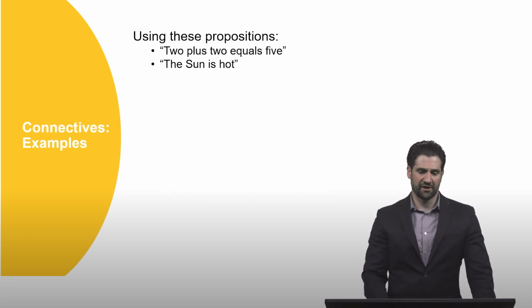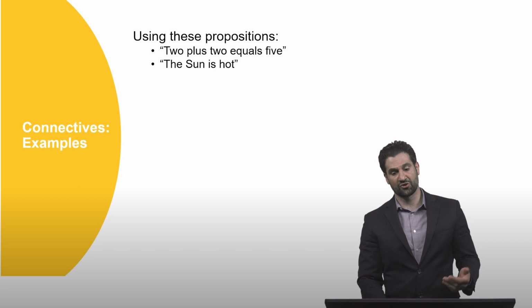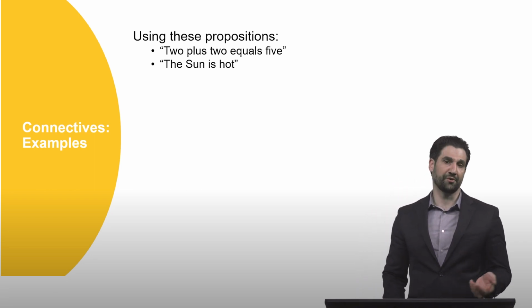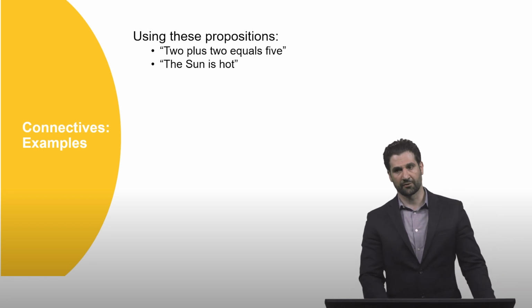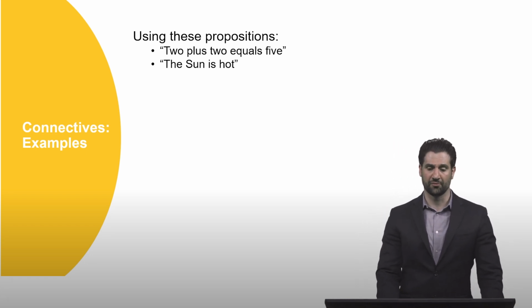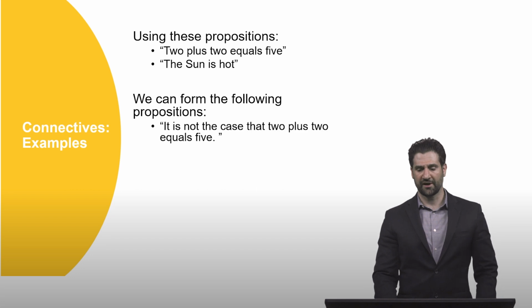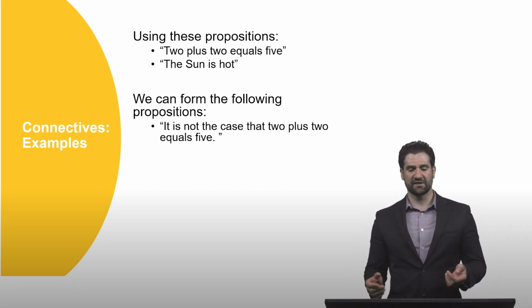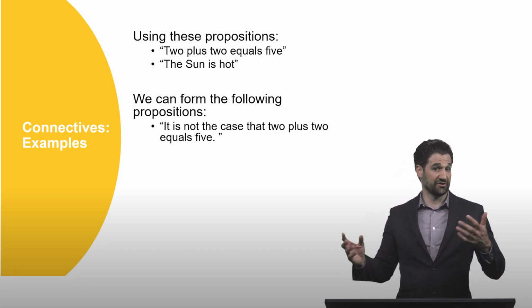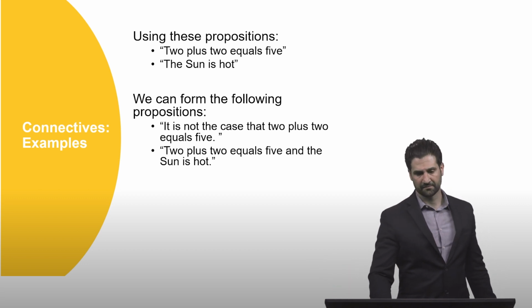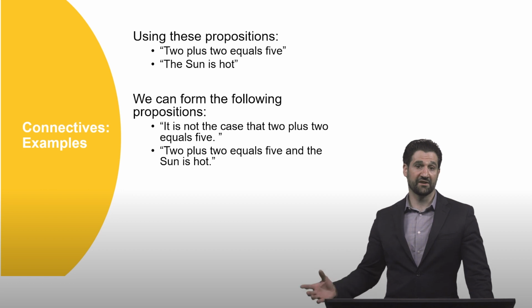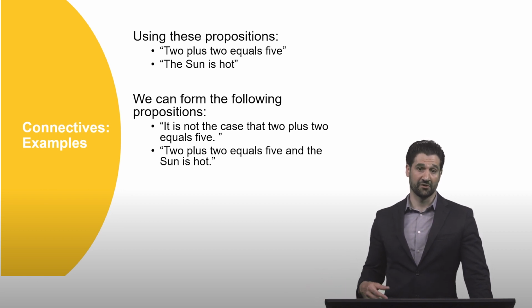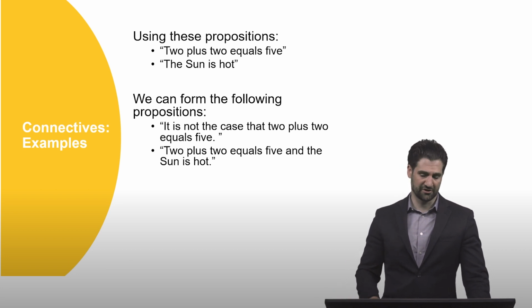So here are some English language examples. So we have two propositions. 2 plus 2 equals 5, so clearly false. And the sun is hot. So for most definitions of hot, we would say that's true. So we can form the following propositions. It is not the case that 2 plus 2 is 5. So this is a negation. 2 plus 2 equals 5, and the sun is hot. That is a conjunction. Of course, since 2 plus 2 equals 5 is false, that whole statement is also false.